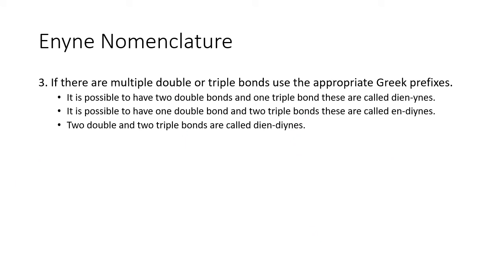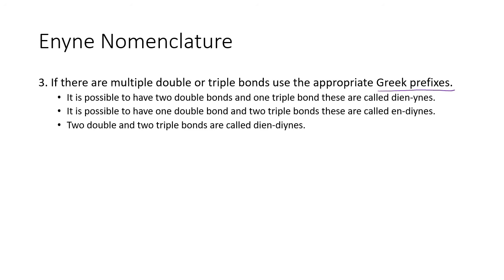The last rule that we're going to throw in for naming enynes is, just like we saw when we had multiple bonds for alkynes, you can have multiple bonds for enynes. So really you could have any combination of double bonds and or triple bonds. So if you have 2 double bonds and 1 triple bond, we would use the appropriate Greek prefix. We would put 2 out in front of the double bond, so those would be di-en-ynes. So di for 1 double bond, just yne for 1 triple bond.